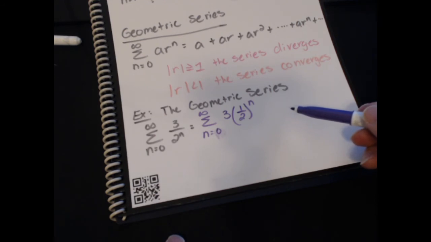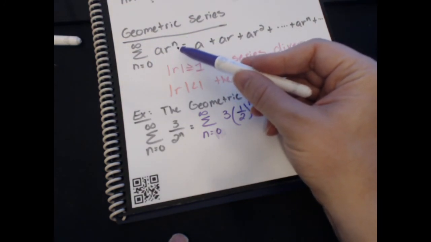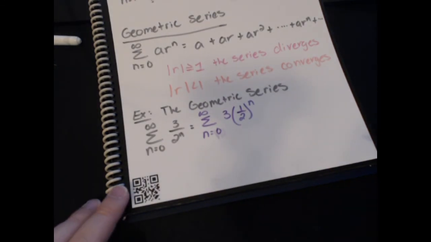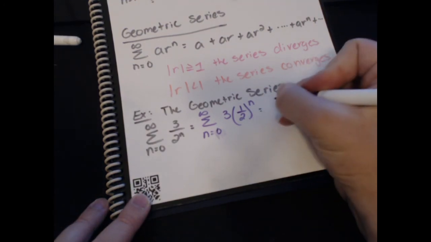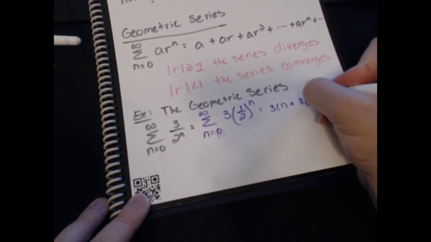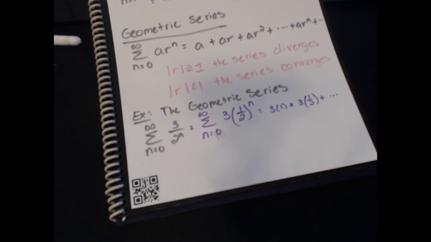So why do we have to do that? Because you want to know what r is. You want to know what that r value is, and r is always the power, or whatever has the power attached. Oh, so you have to make it look like that. Yeah. So then you have 3 times 1, plus 3 times 1/2, plus... This doesn't matter. All this extra stuff doesn't matter. You're only concerned about r.